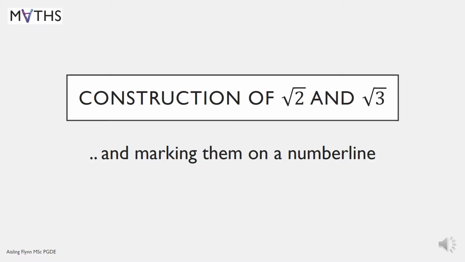This is the construction of the square root of 2 and square root of 3 and some more, and marking them on the number line.